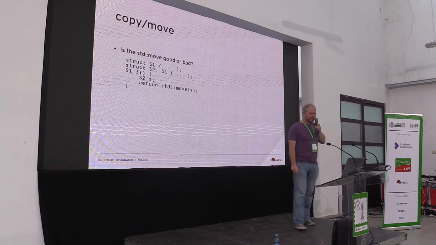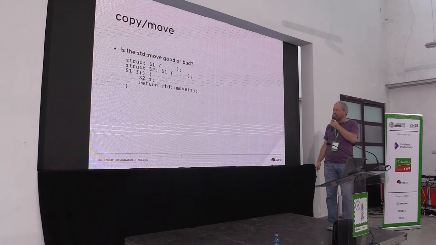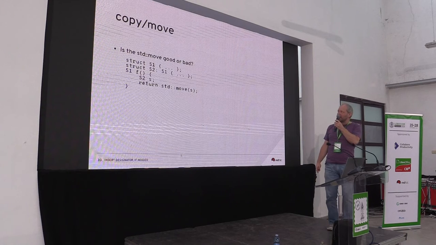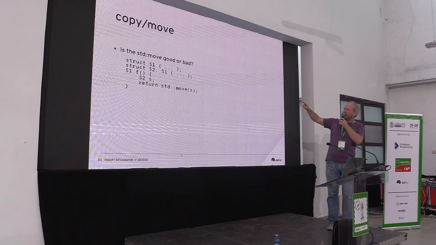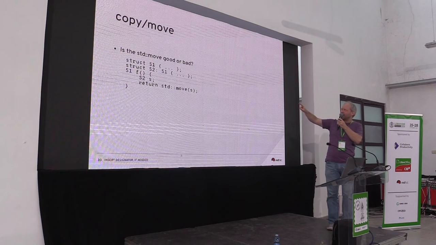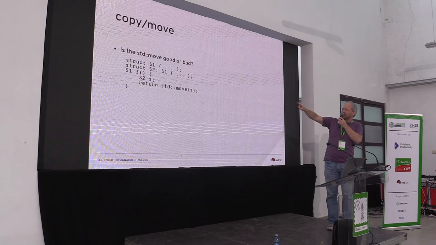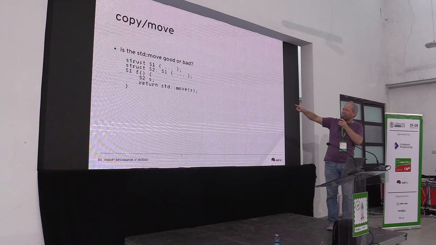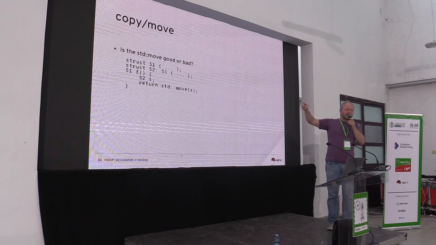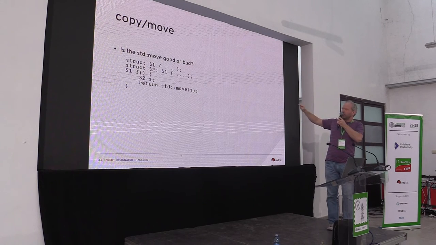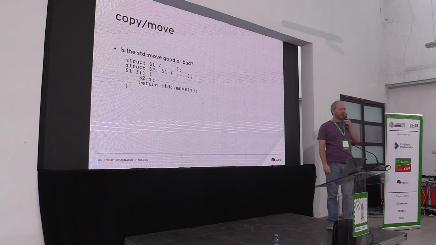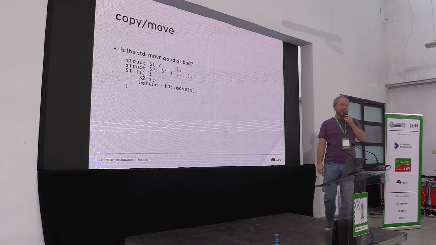And the last one, just a few more slides. The last one of these moves, a slightly different situation again. We have a base class S1, we have a derived class S2. We want to return the base class instance, but we generate a derived class instance. Should we move that out or not? So we could move or not? Should? It depends.